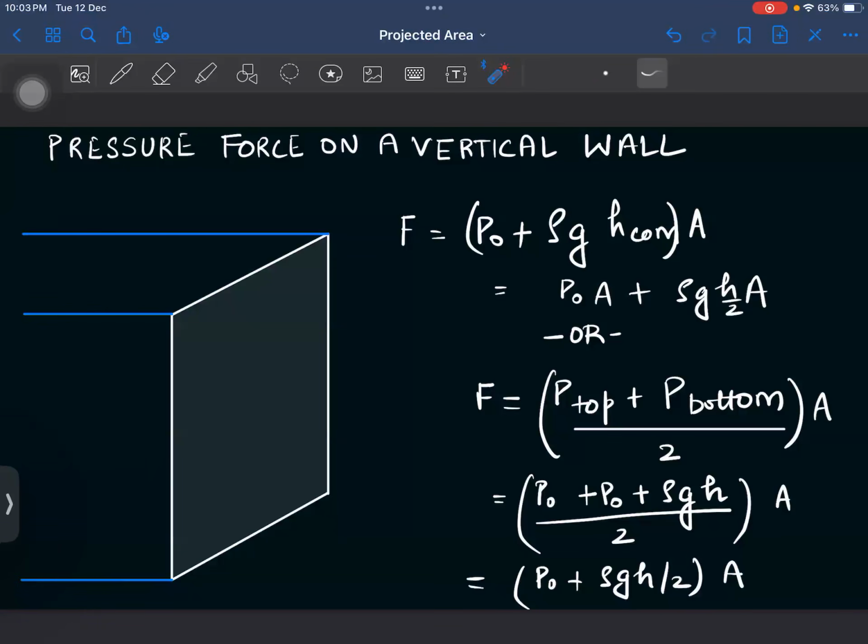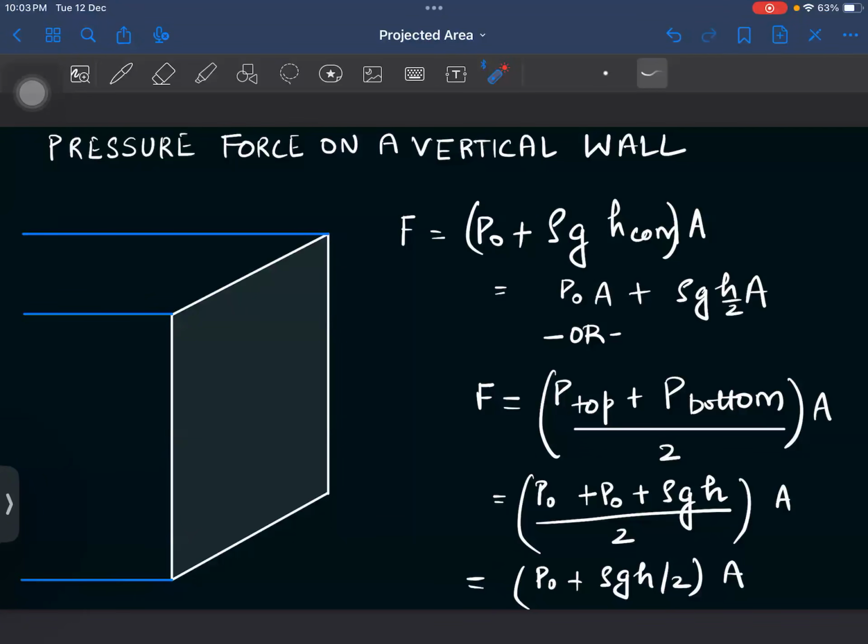Hello students. So today we'll be discussing a very interesting topic, which is how to find out the pressure force on various kinds of surfaces and various kinds of walls which are exposed to fluid. So before we can start this discussion, the prerequisite concept that you should know is how to find out the pressure force on any vertical wall.